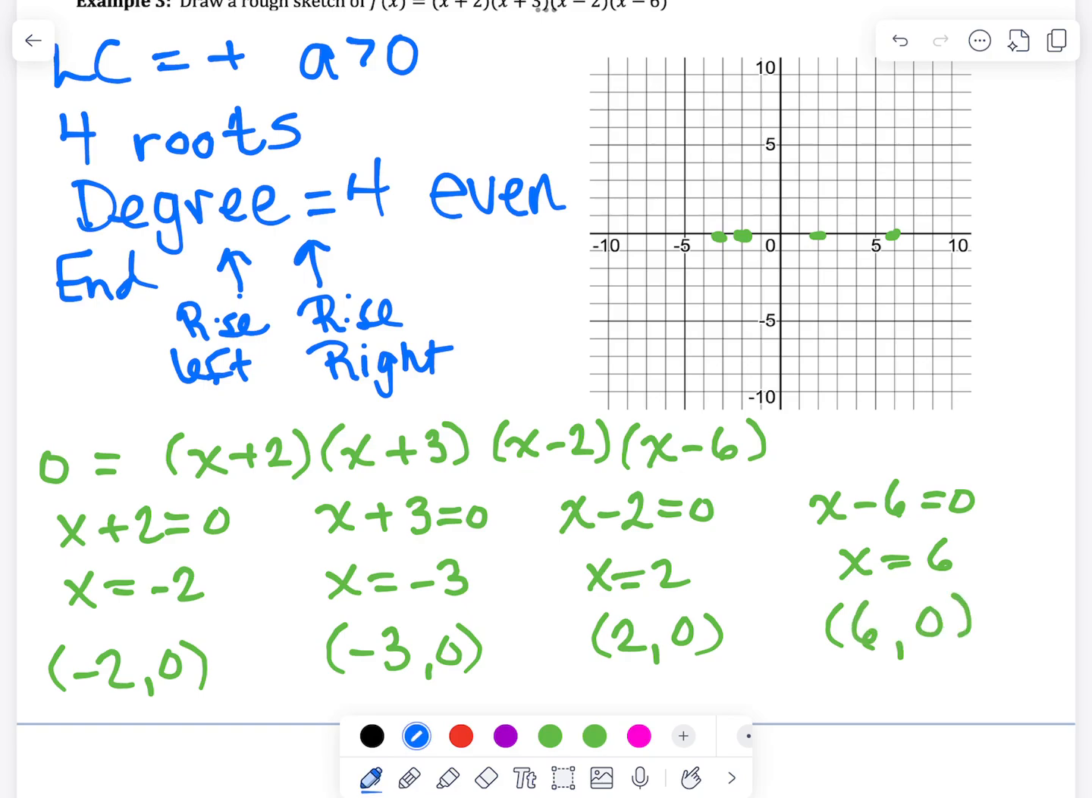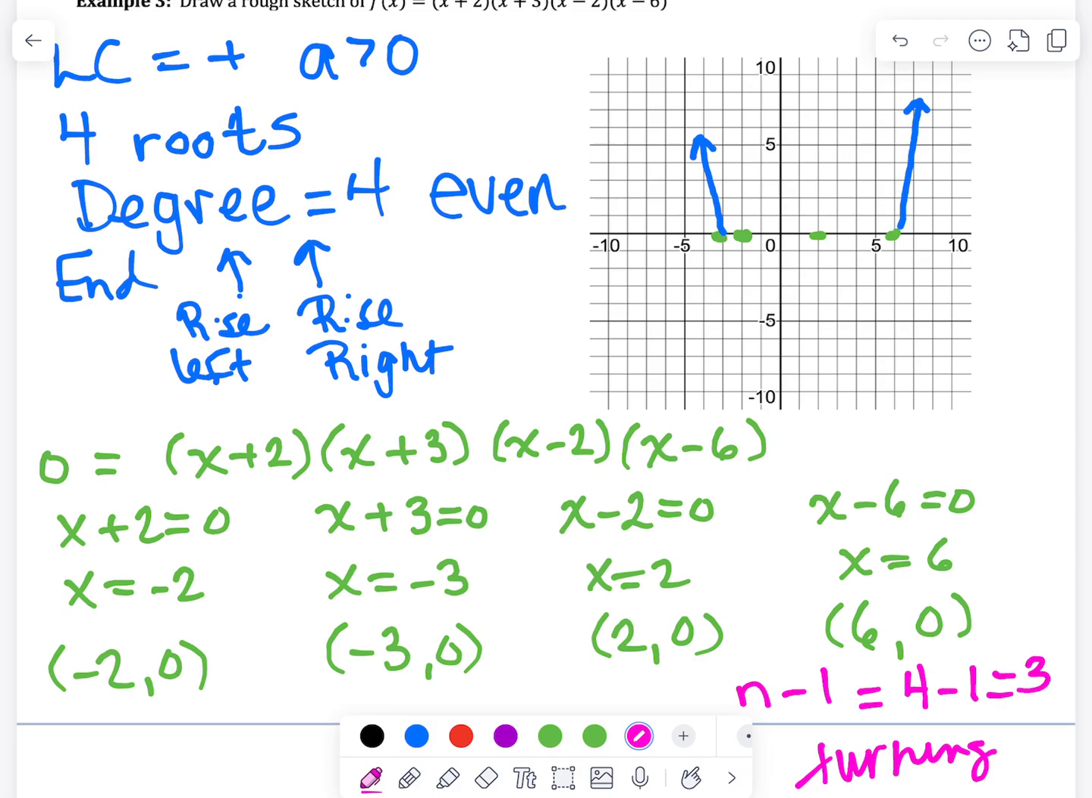Then what we do is we do our end behavior. So our end behavior is on the farthest side. So we know that we have to rise on the right. So we go to the farthest x-intercept and rise, the farthest x-intercept and rise. Now our degree is 4, so we have n minus 1 turning points. So 4 minus 1 is 3. So we have 3 turning points.